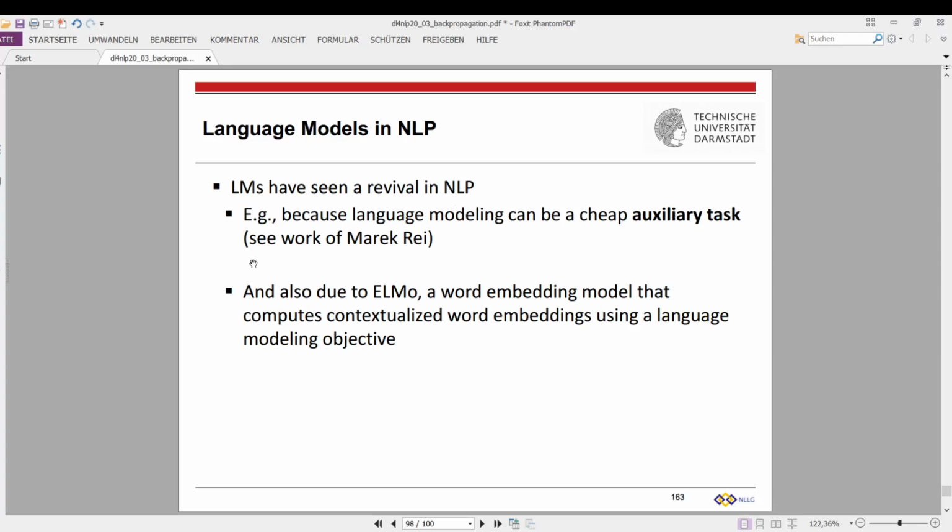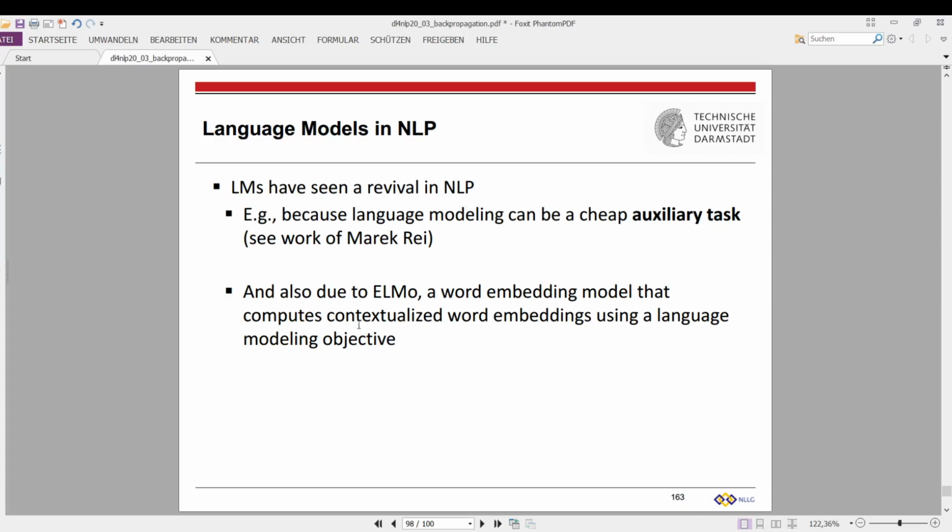And what, for example, Marek Rei has shown is that if you add this auxiliary task to those NLP tasks that he has investigated, then actually the NLP tasks can be solved with a higher accuracy, right, with a better performance score. So this is a cool thing.